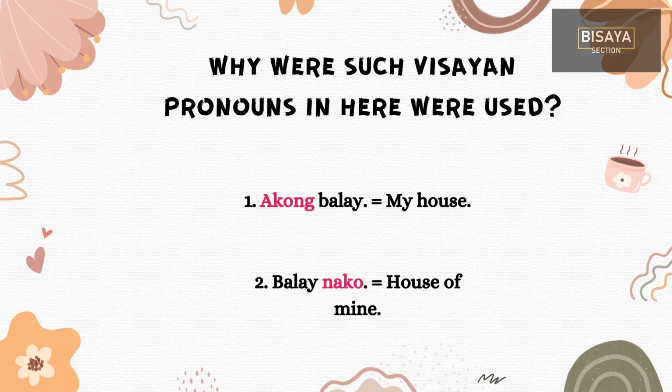Finally, congratulations on surviving our tutorial. Before we end our video, let's go back to this question from a while ago. Why were such Cebuano pronouns used in these sentences? In sentence number 1, akong, or ako, is a set 2 pronoun which functions as a possessor. On the other hand, in number 2, where nako is the pronoun, nako is a possessor belonging to set 3 and is found always after the thing possessed.